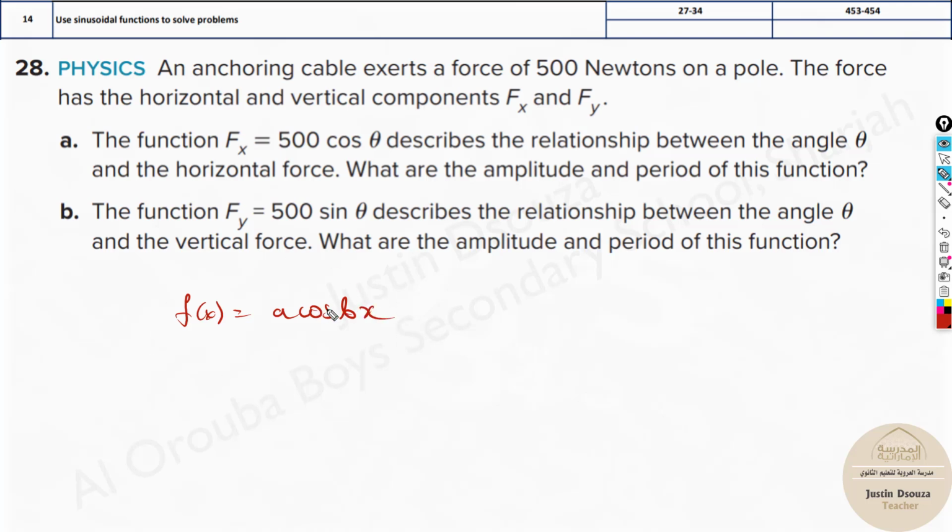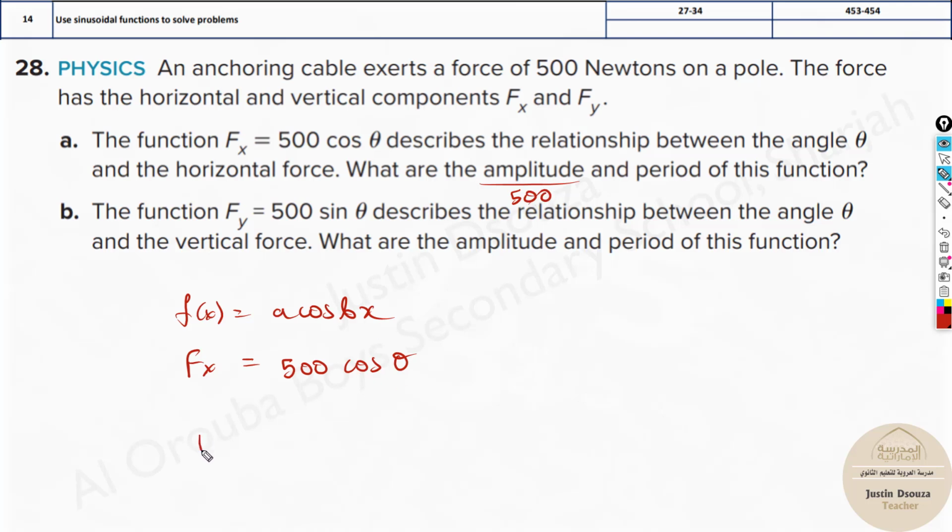Now we have seen this in the previous video as well. The same thing, but let's write according to what they have given us. F of x is equal to 500 cosine function, b is 1 because they have not written anything, theta. And there is no midline, there's no plus or minus anything. Now from this, we can easily find the amplitude. They want the amplitude, it is 500.